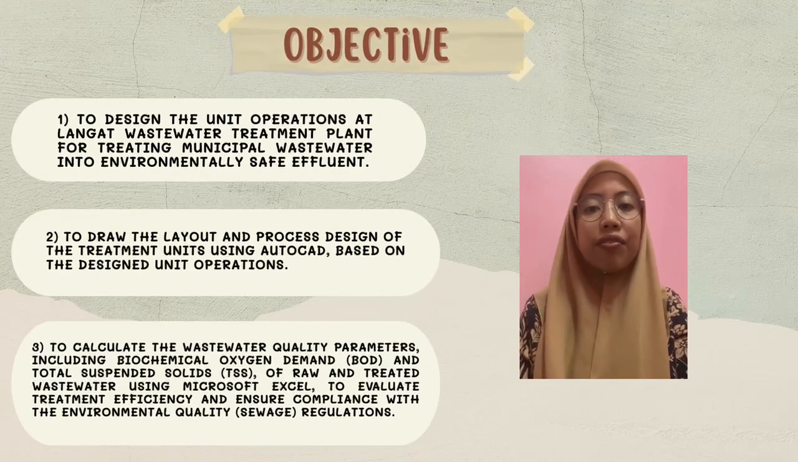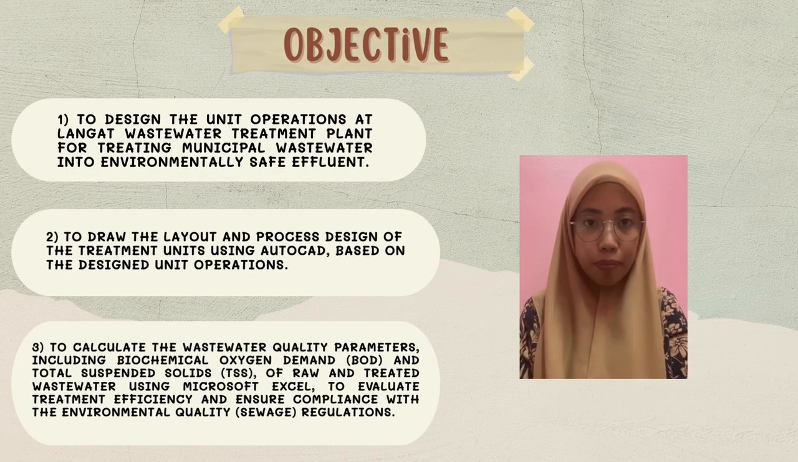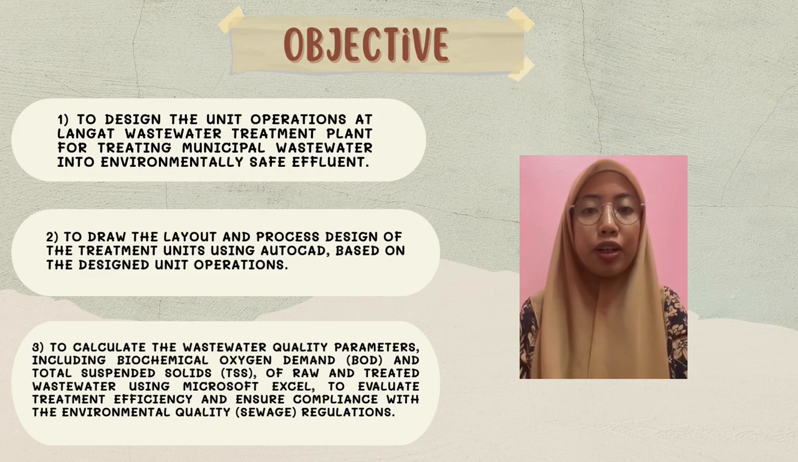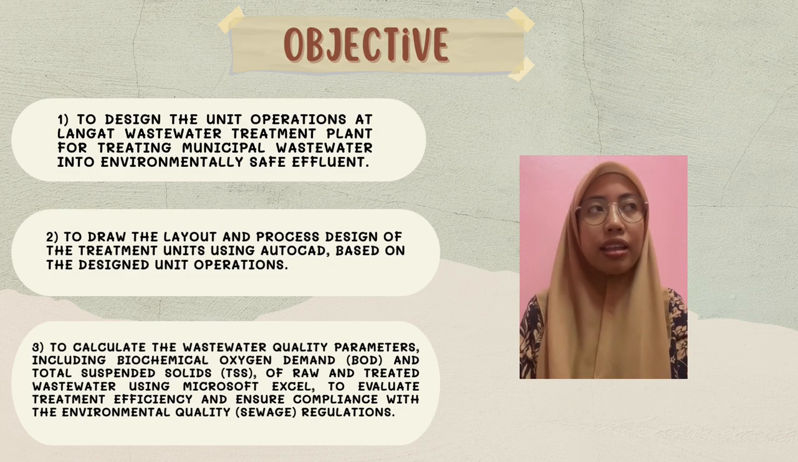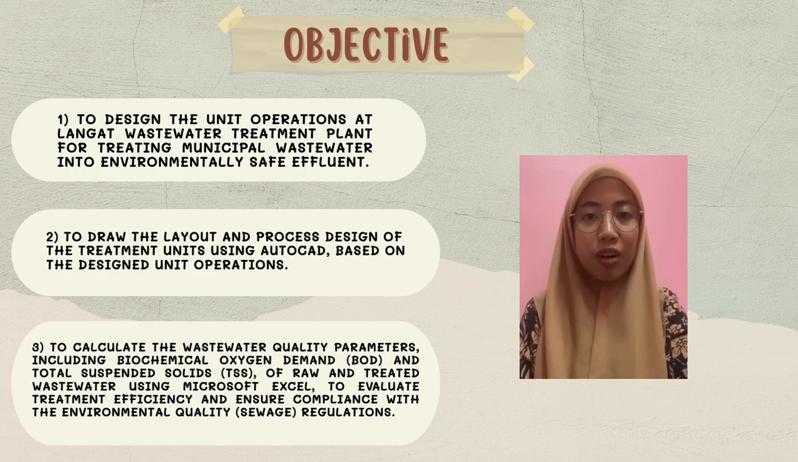The first objective is to design the unit operations at the Langat wastewater treatment plant for treating municipal wastewater into environmentally safe effluent. This objective is crucial because it ensures that the treatment system protects the environment and operates safely under the expected wastewater flow and characteristics.